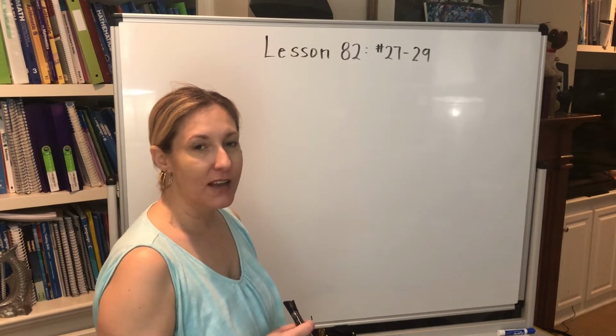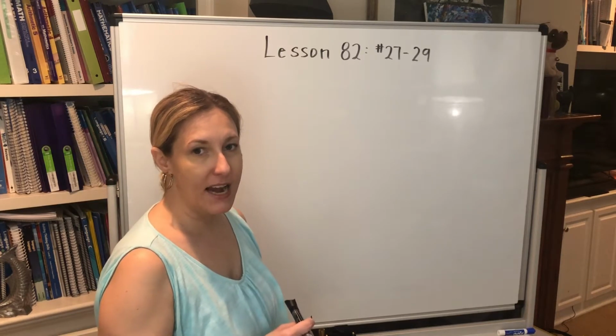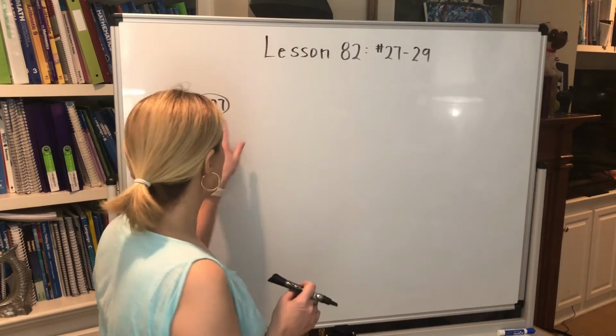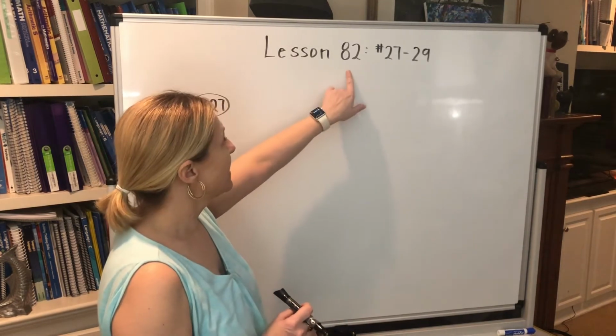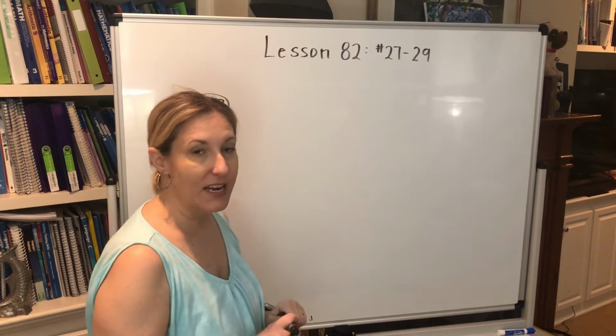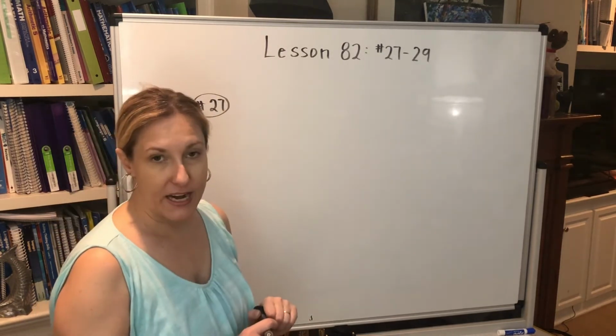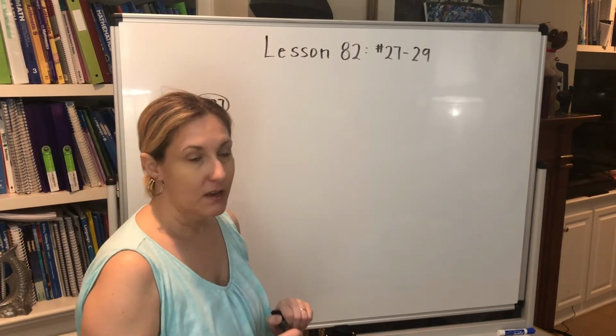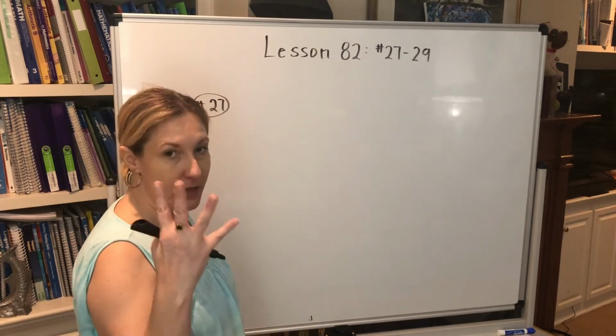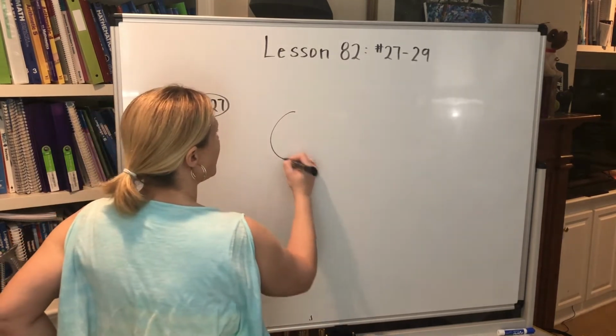Hi, okay, I need you guys to turn in your notebooks to lesson 82 and go to number 27, okay? Lesson 82, number 27. It is about symmetry and rotational symmetry. Okay, you have 4 letters on the page. The first one is Q.